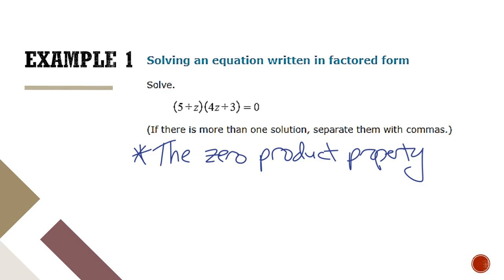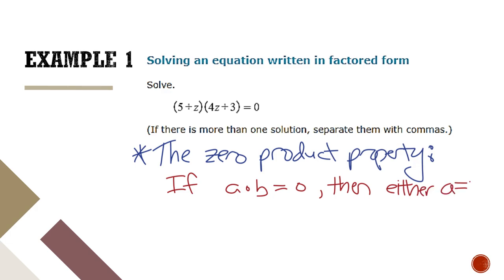And basically that states if we have a times b is equal to 0, then either a has to be 0 or we have to have b equals 0. That's the only way this can happen, because any time we multiply by 0, we get 0 as an answer. So a times 0 is 0, or 0 times b also is 0. That is what we're going to be using.